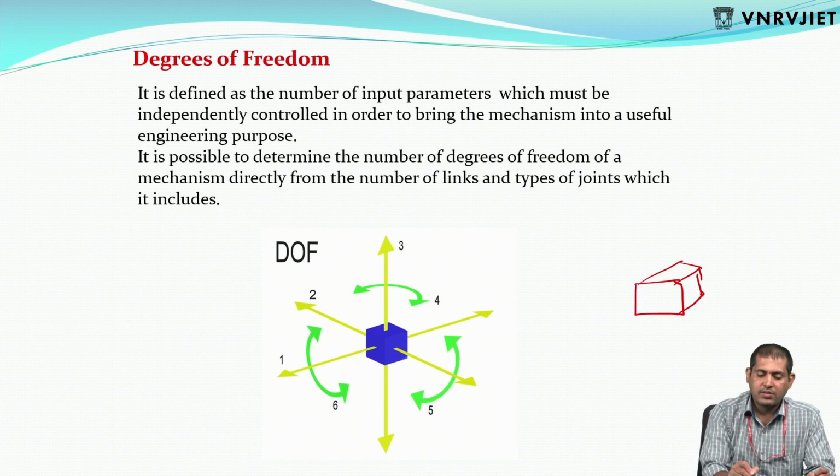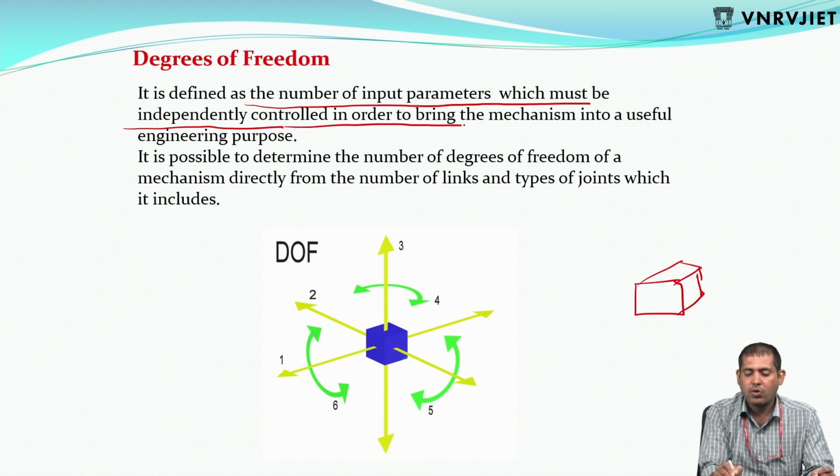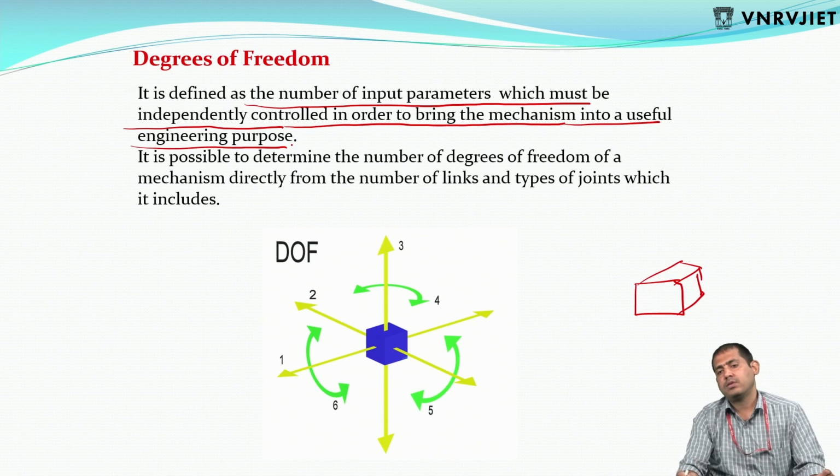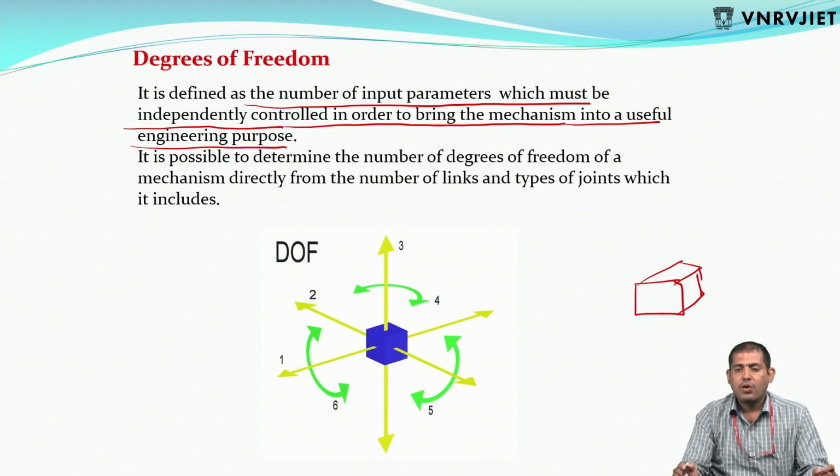The degree of freedom is defined as the number of input parameters which must be independently controlled in order to bring the mechanism into a useful engineering purpose. So we control, we restrict the motion. Like in a steering gear mechanism, if you turn left, the tire moves left. Why can't it move right? Because we restrict the motion. There is 1 degree of freedom that we allot.